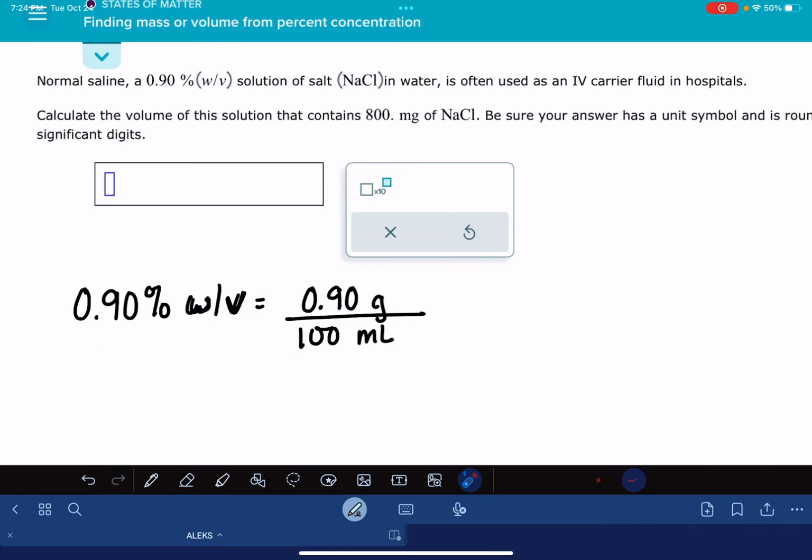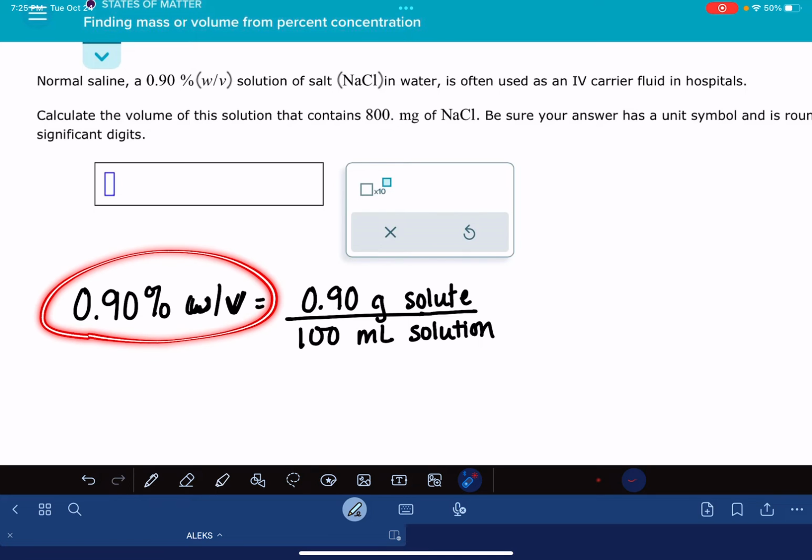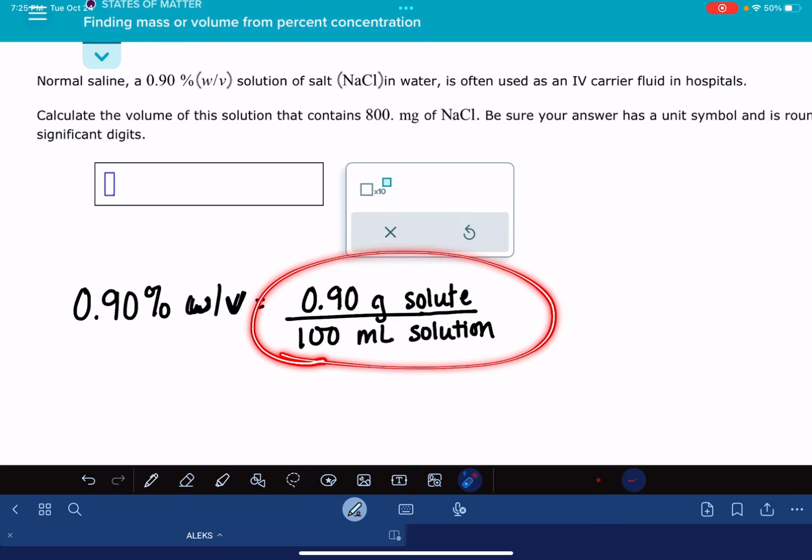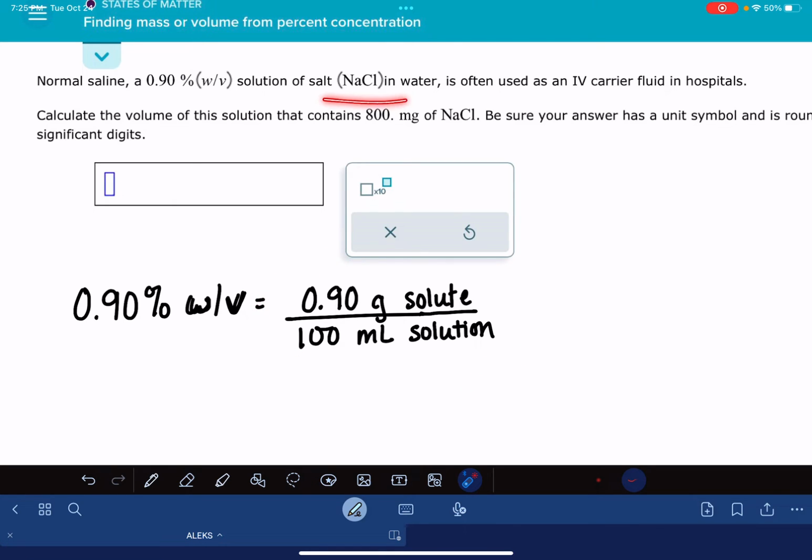More specifically, the 0.9 grams, or whatever the grams are, represents the grams of solute in the solution, and the 100 milliliters represents the solvent, or excuse me, the solution. So the first thing you should do is take your percent concentration and convert it into a fraction that looks like this, that you're going to be able to use as a unit conversion factor. And we can get even more specific, because ALEKS does tell us exactly what the solute is, so we could make a note. For mine, the solute is NaCl.